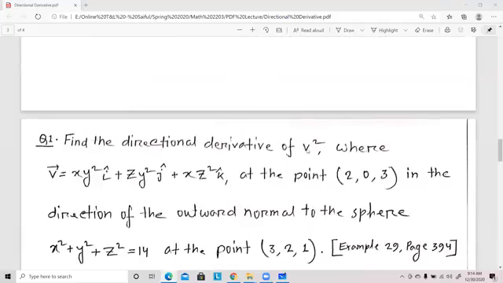The directional derivative of v square. So to find the directional derivative of v square, what do we have to do? If I want to find the directional derivative of v square, what is the next step?